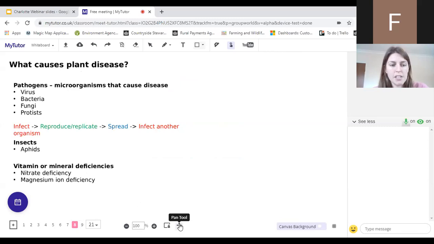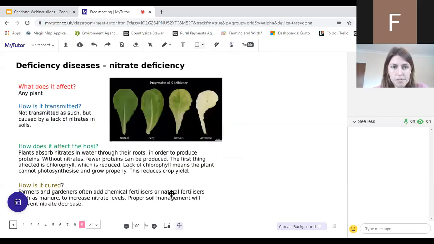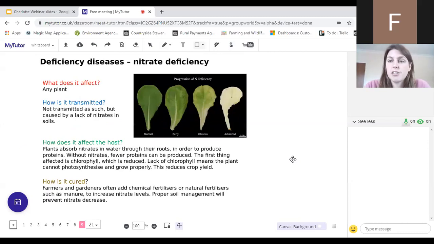And finally, plant diseases can be caused by vitamin or mineral deficiencies. So there's two deficiencies that you need to know about: nitrate deficiency and magnesium ion deficiency. Nitrate deficiency is something that, a bit like aphids, can affect any plant, because all plants need nitrate. They get nitrate from the soil or from water. A deficiency isn't transmitted as such because it's not caused by a pathogen. It might even be described as a deficiency rather than a disease. It's caused by a lack of nitrates in the soil, or the plant not being able to take up those nitrates from the soil.